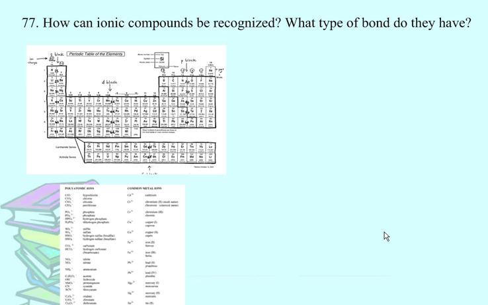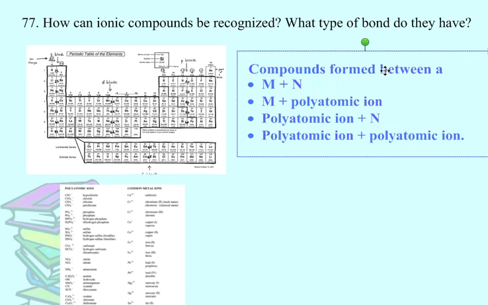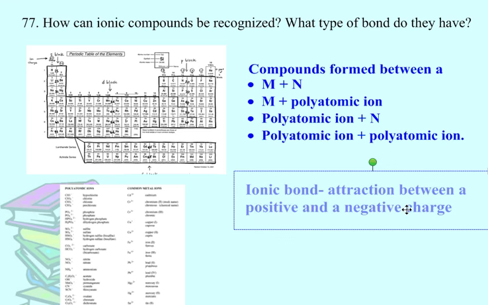Number 77. How can ionic compounds be recognized, and what type of bond do they have? Well, ionic compounds are formed between a metal and a nonmetal, a metal and a polyatomic ion, a polyatomic ion and a nonmetal, or two polyatomic ions. So there's 4 different combinations here. You just need to memorize those. The type of bond they have is an ionic bond, which is an attraction between a positive and a negative charge.